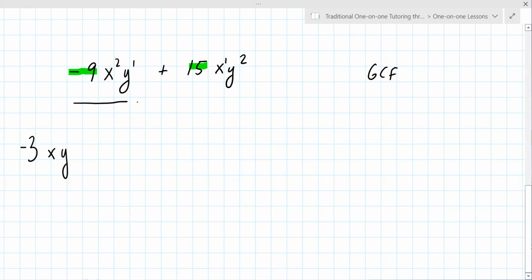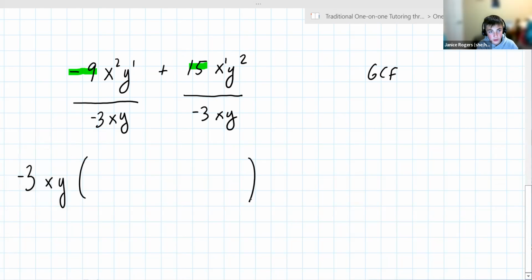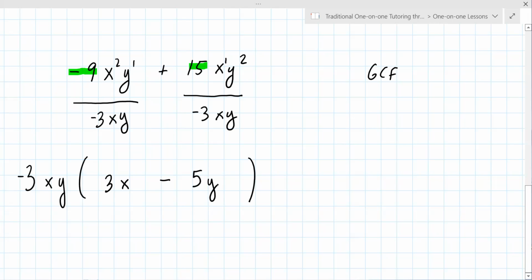So again, if you're unsure, what I recommend is dividing each of these by the GCF until you're super solid on how to do these without it. Can you tell me what goes in parentheses? 3x minus 5y. Good. Very good.